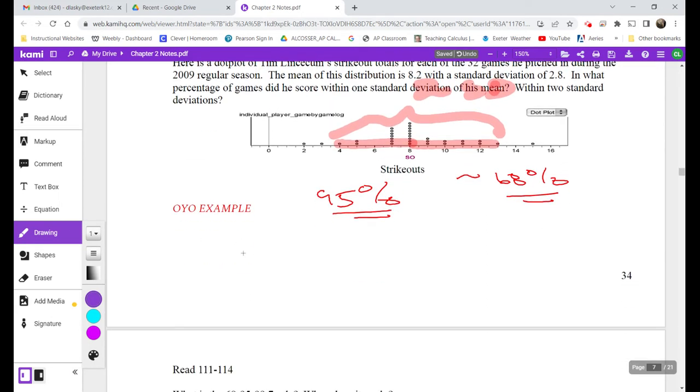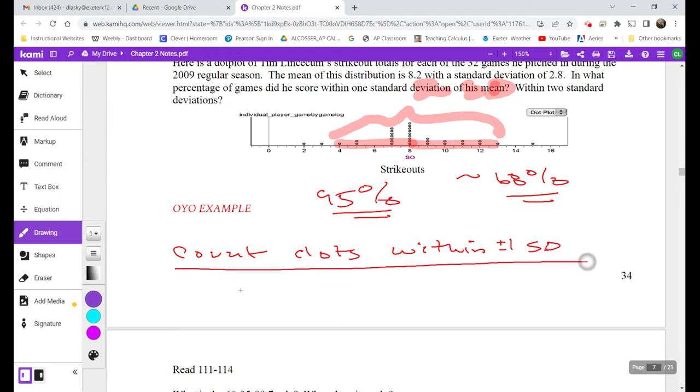So you could count those up. If you want to try it, it's kind of an activity. You count dots within plus or minus 1 standard deviation, and you divide it by the total dots. Okay? You're going to get approximately 68% every time. If you don't believe me, count them up. And then if you do 2 standard deviations, you're going to get approximately 95%.